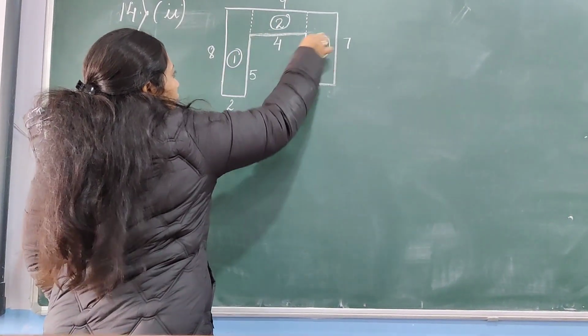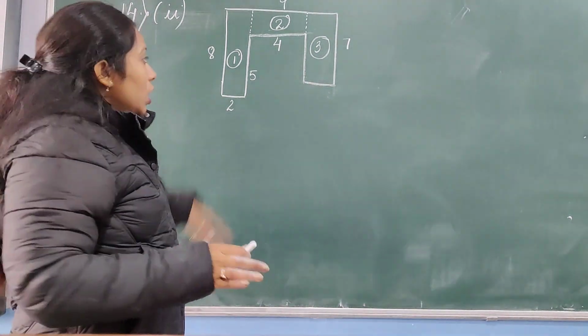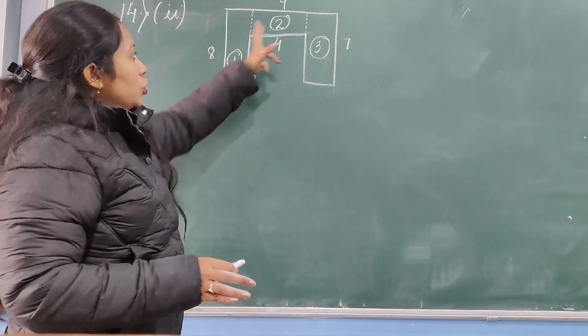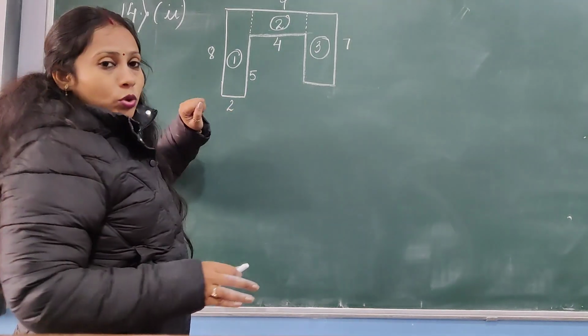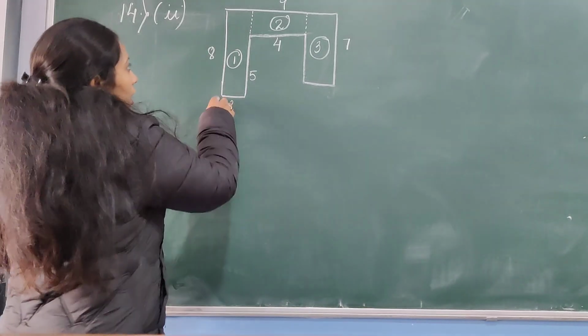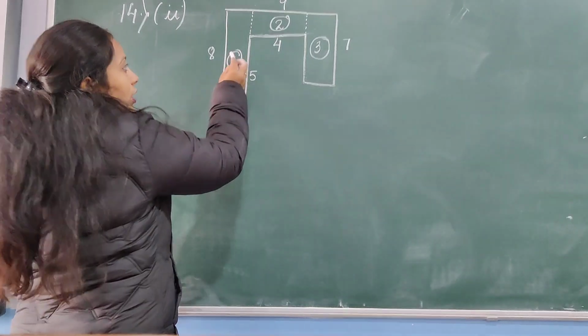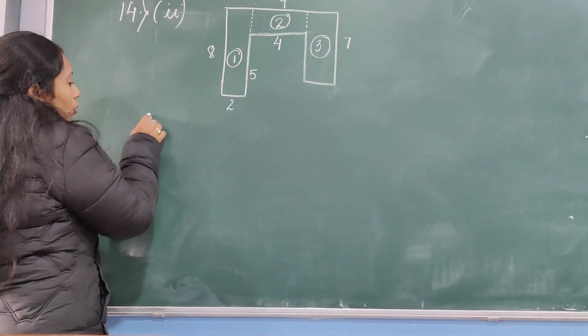Whenever you solve these questions, even in exams, you must draw this way and then mention the names of the figures, or do the namings differently, like A, B, C, D. I am mentioning figure 1, figure 2, figure 3. Okay, let's find out the area of figure 1.